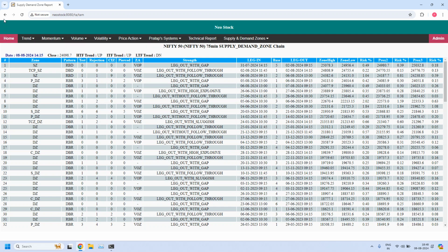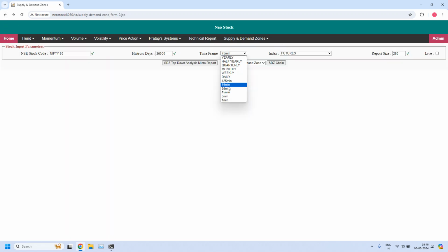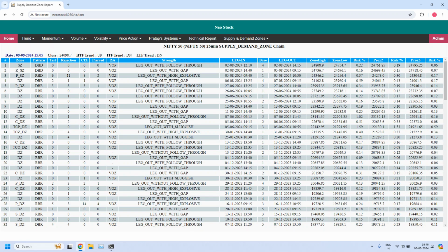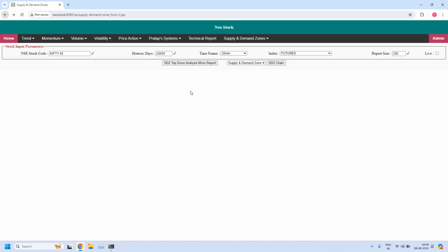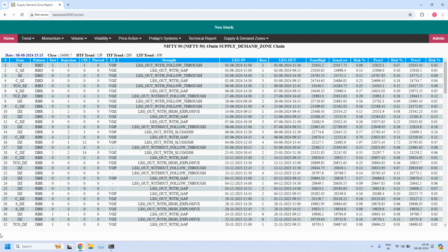The next time frame is 25 minutes. Now I am generating 25 minute supply demand zone chain for Nifty. The next time frame is 15 minutes. Now I am generating 15 minute supply demand zone chain for Nifty.